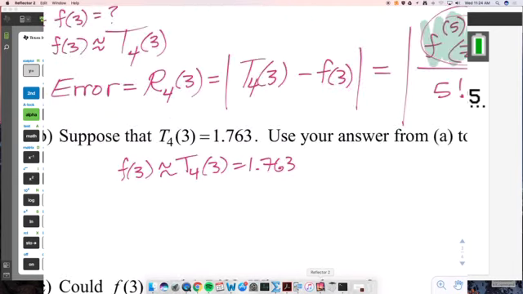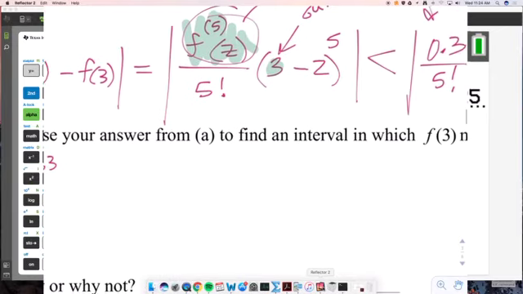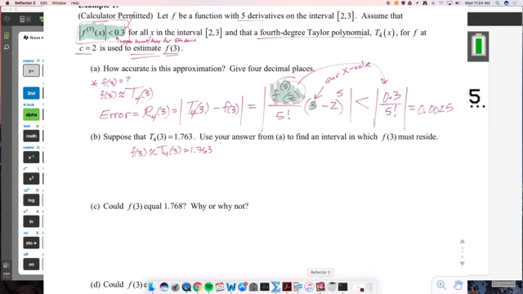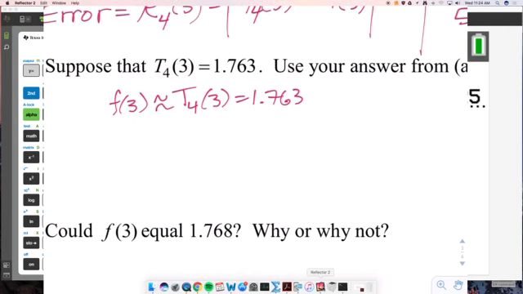Here's the type of question you might be asked then. Use your answer from A to find an interval in which f of 3 must reside. So here's what we're going to do. Kind of like we did with alternating series. We don't know if the series alternates or not.